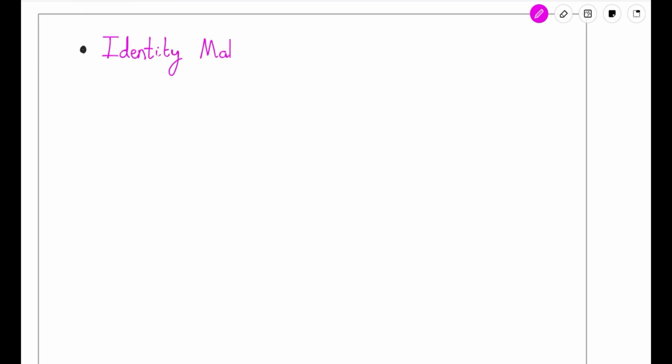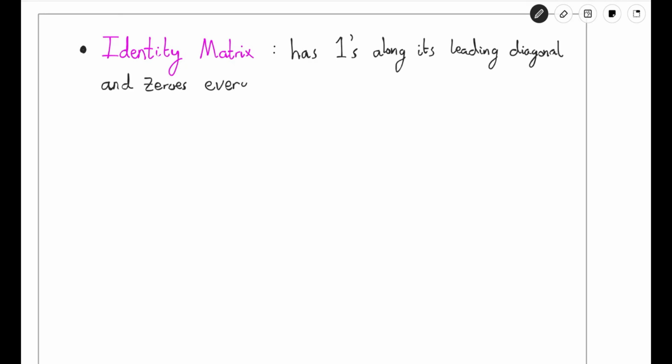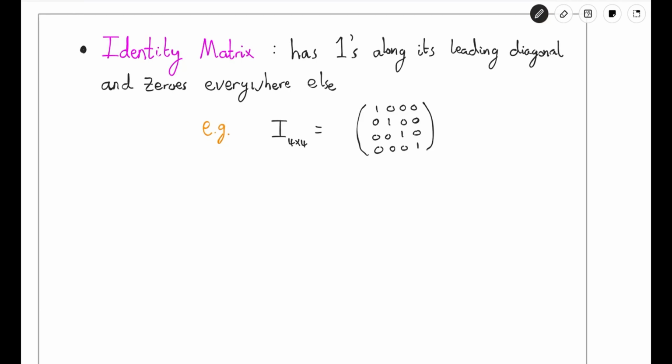First is the identity matrix. The identity matrix is a matrix that has 1s along its leading diagonal and 0s everywhere else. So for example, the 4x4 identity matrix looks like this. The main property of the identity matrix that we're interested in is that in multiplication, it basically behaves like 1. If you have any matrix A times the identity, you just get that matrix A back as the result.